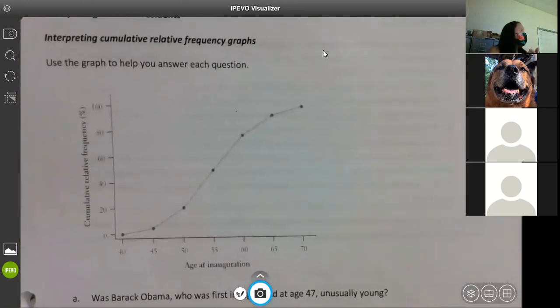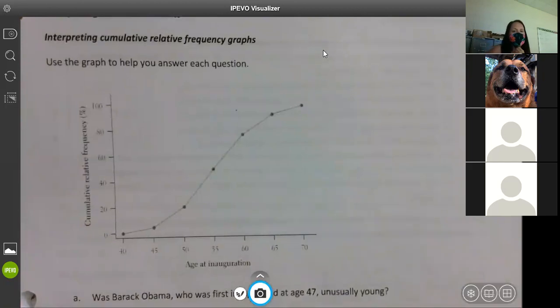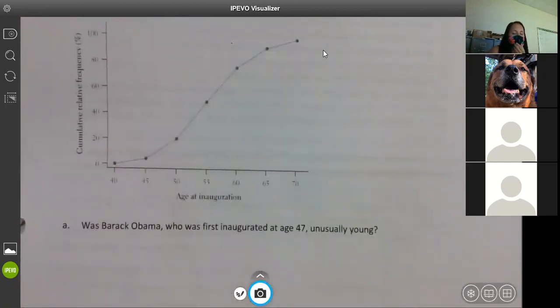So here's that graph. It's the same one. This is why I didn't draw it. This is the graph that I sketched and said we're not going to draw because it always does it later on. Okay. Was Barack Obama, who was first inaugurated at age 47, unusually young? So how would we find that? How would we find it? What's his age?